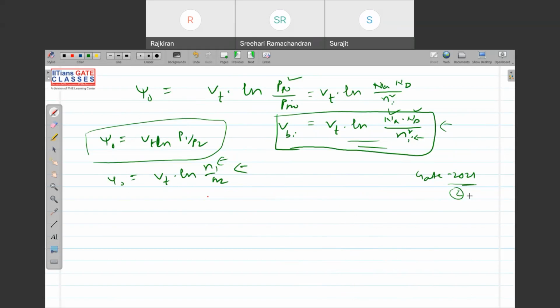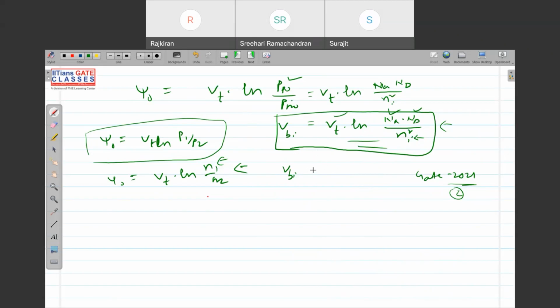One question has also come for the same VBI expression: how VBI is a function of T, the temperature. It is a strong function of temperature. Ni square at different temperature gives a different result. KT by Q increases, so is VBI increasing? VBI versus temperature, a strong function of temperature. You can show that Ni square depends upon temperature exponentially.